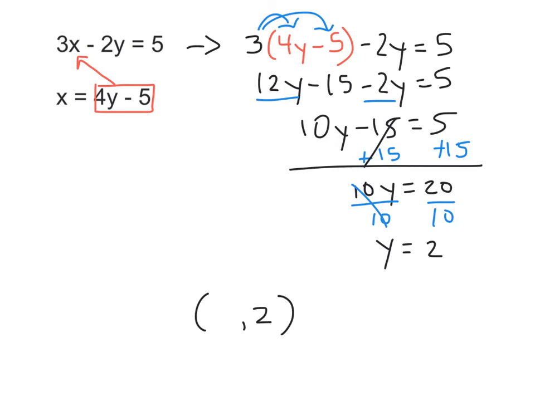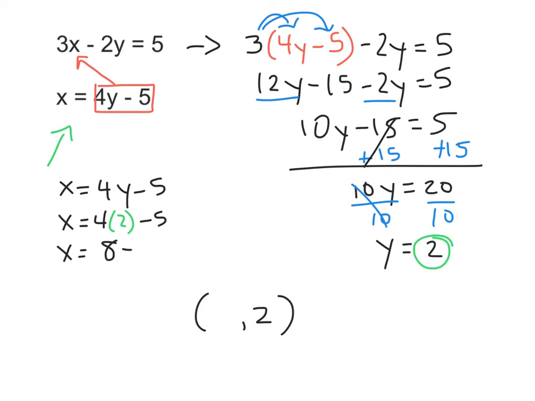And now we're going to take this equation right here, and we're going to go ahead and rewrite it. x equals 4 times y minus 5. So x equals 4 times our 2 over here for y minus 5. So x equals 8 minus 5, x equals 3. And there's our solution to this system.